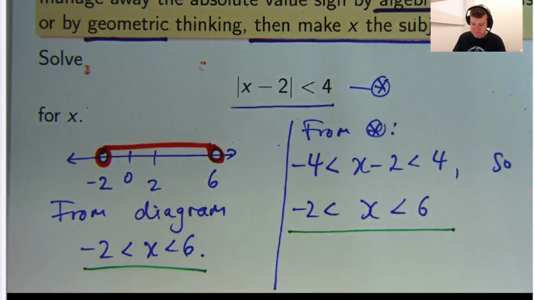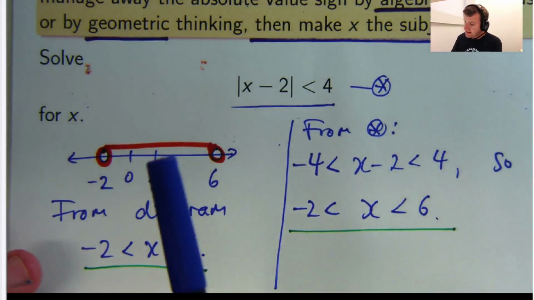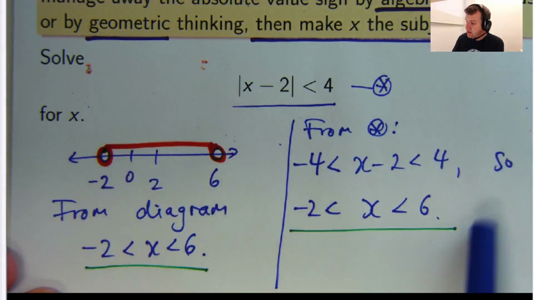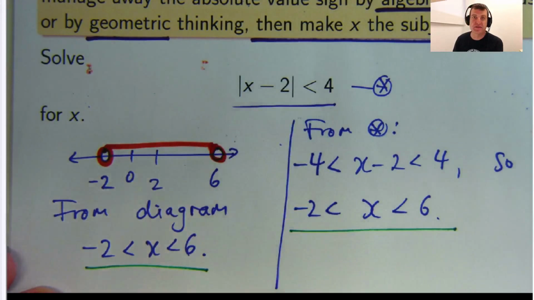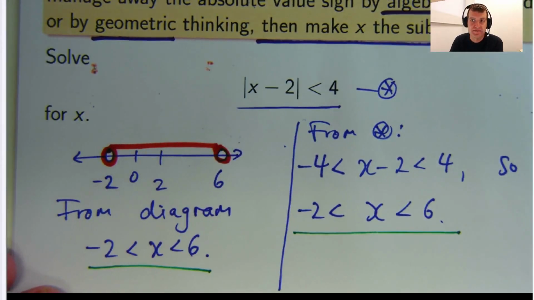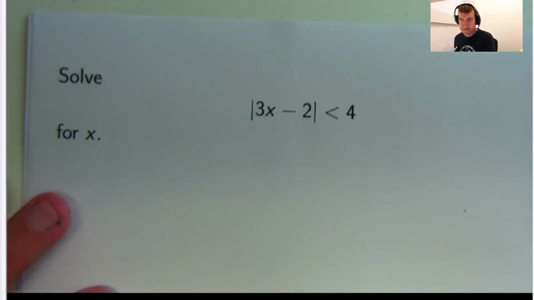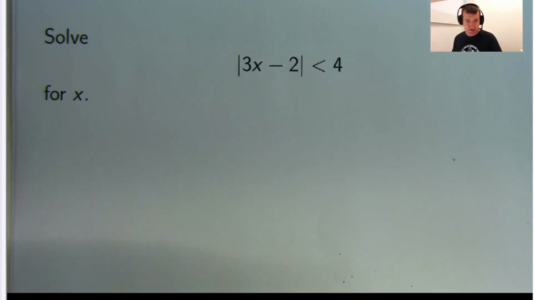So, geometric way of doing it through distance, algebraic way of doing it through breaking the absolute value function down. Should we do another one? Let's do another one. Solve this inequality for x.